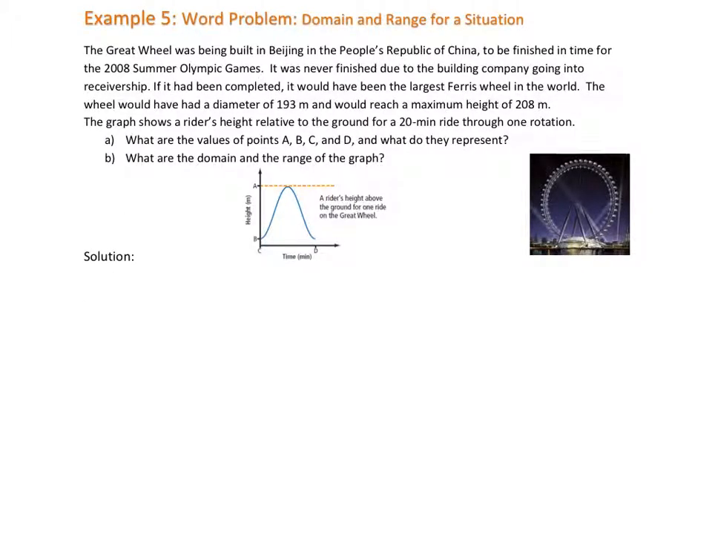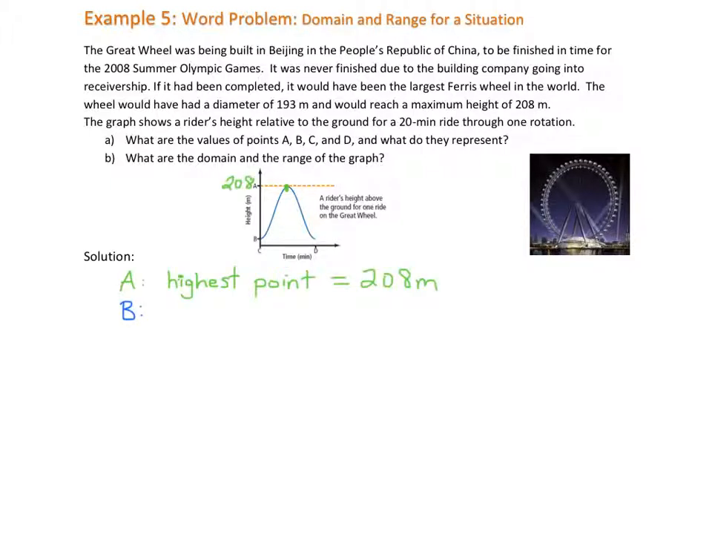For the word problem example, take a moment now to pause the video and read the question carefully. Part A is asking us to find the values of points A, B, C, and D on the graph and what they represent. Point A is the maximum or highest point on the graph, so it must represent the highest point on the ride, which is a value of 208 meters.